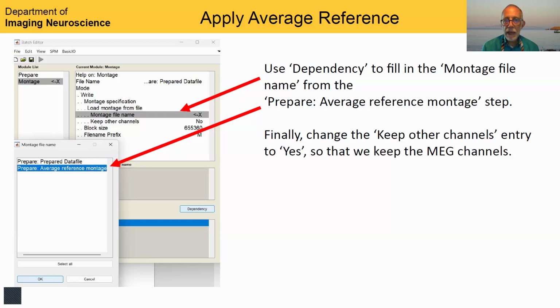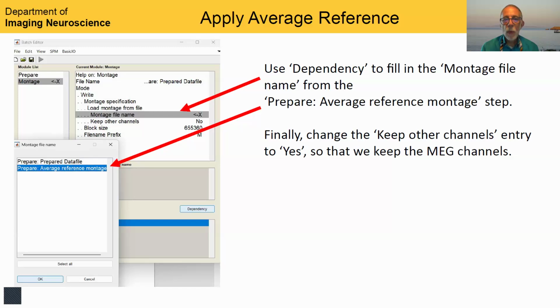It's going to have a second thing for us to fill in, which is the montage file name. And that we are going to also fill in with dependency. So we click on the montage file name, we click dependency, and now we choose the prepare average reference montage module from the options that appear on the pop-up. Okay.